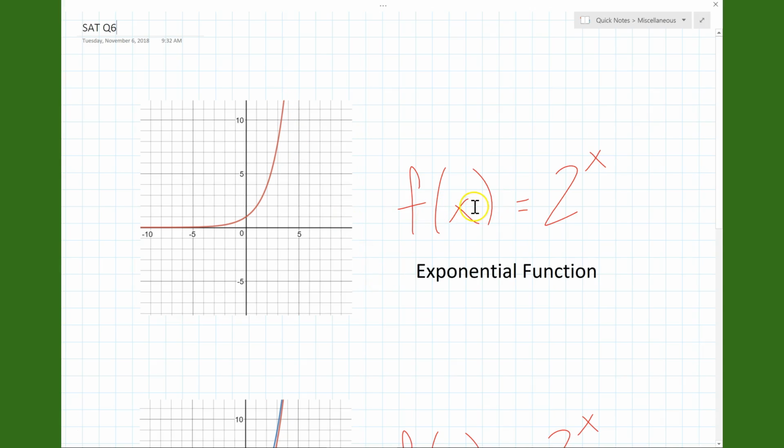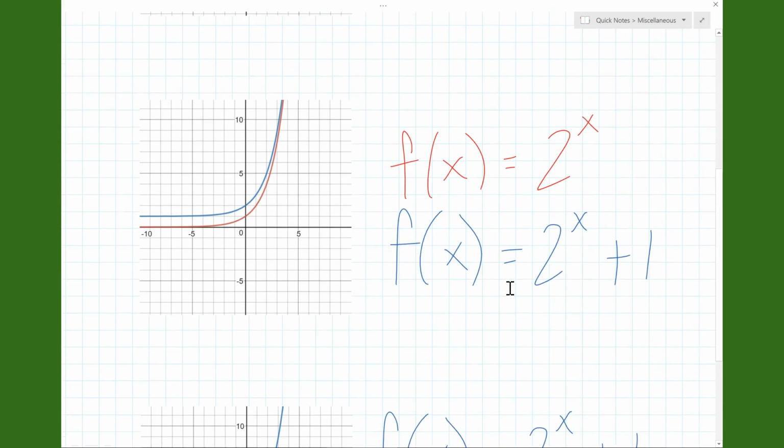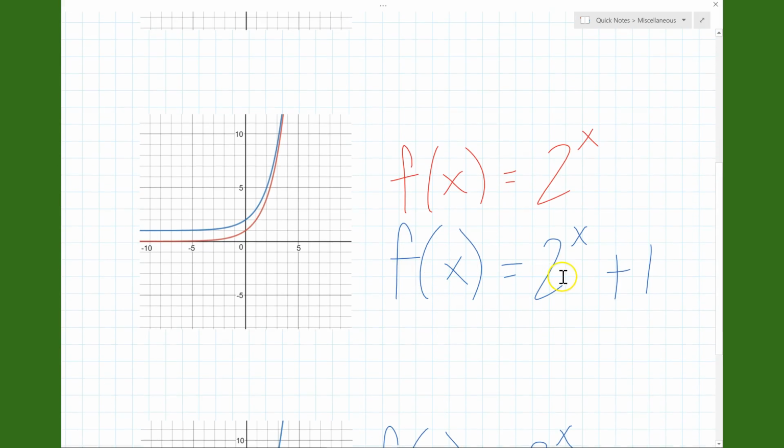Now, in the problem, we started with f(x) = 2^x. When we add 1 to that function, so now we have f(x) = 2^x + 1, notice that there is a vertical shift. So this plus 1 moves the red graph 1 unit up. So now we have the blue graph, the blue curve for f(x) = 2^x + 1. This is what we're given.